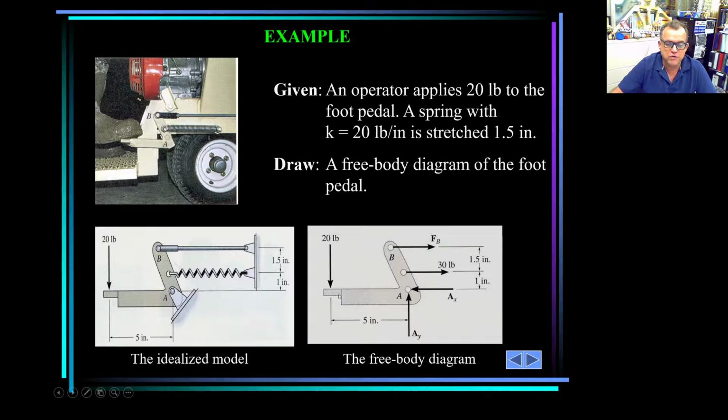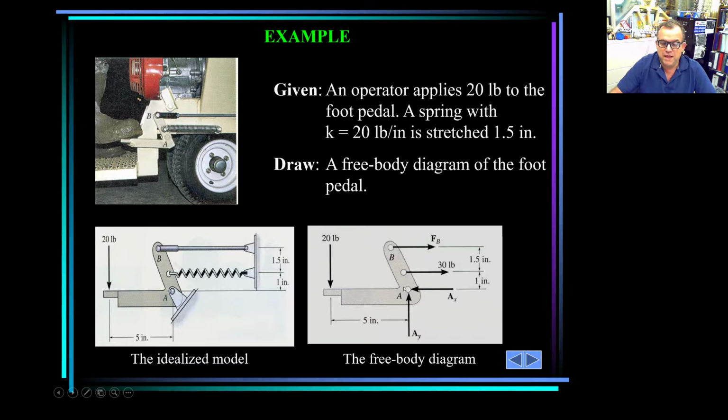If we have to solve this, how would you solve that? Well, the majority of people say summation of forces in X. Why? Because you are pre-programmed to do X, Y, Z, but you don't necessarily have to do it like that. If I do summation of forces in X, then I have AX and FB. Those are two unknowns. I can't do anything about it. However, if I start with summation of forces in Y, negative 20 plus AY, I can calculate AY immediately.